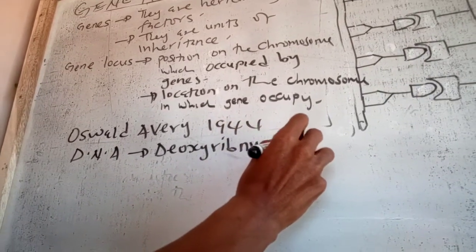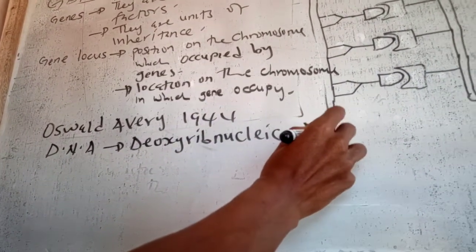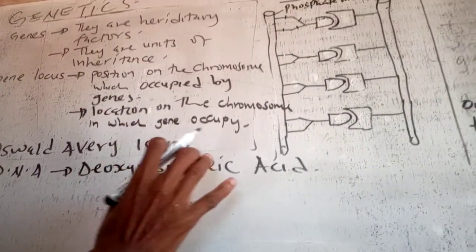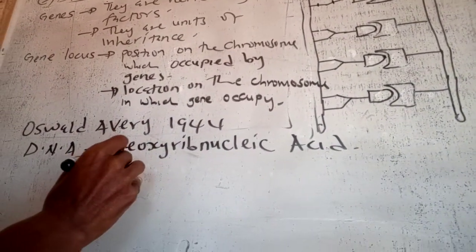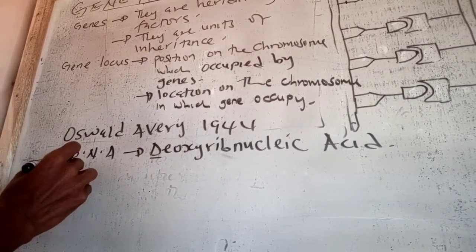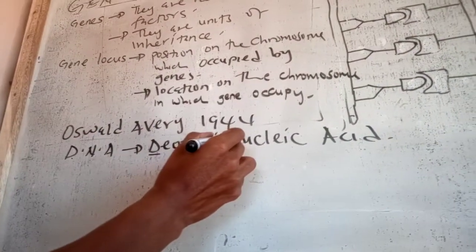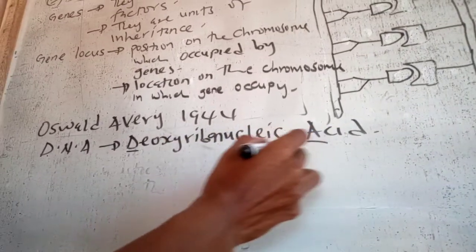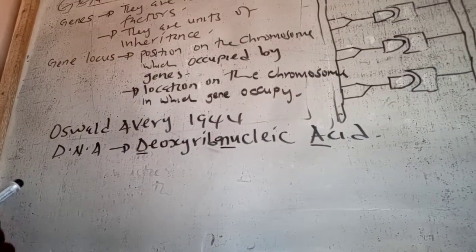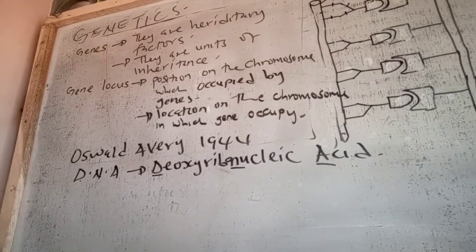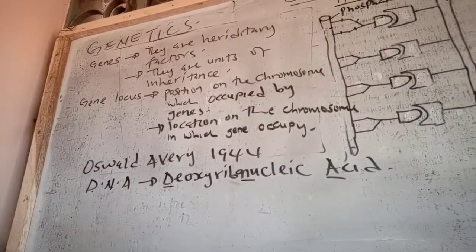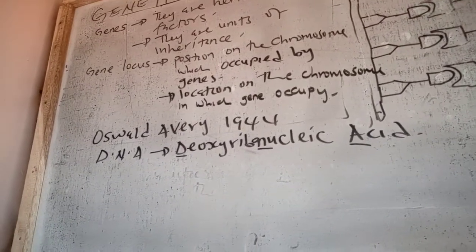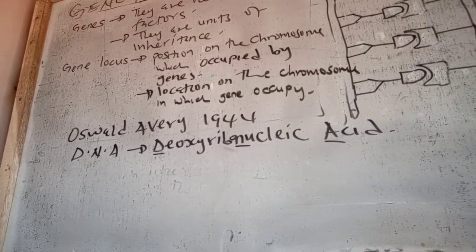deoxyribonucleic acid. That is the acronym for deoxyribonucleic acid, where D stands for deoxyribo, there is the O there, ribo, N stands for nucleic and A stands for acid, and therefore DNA. He found that the gene exists in molecules that we refer to as DNA.